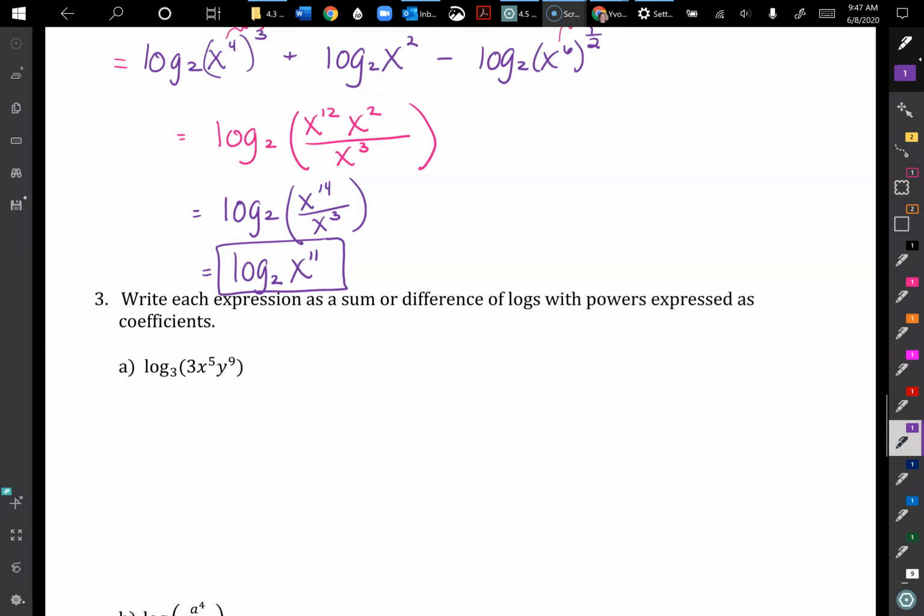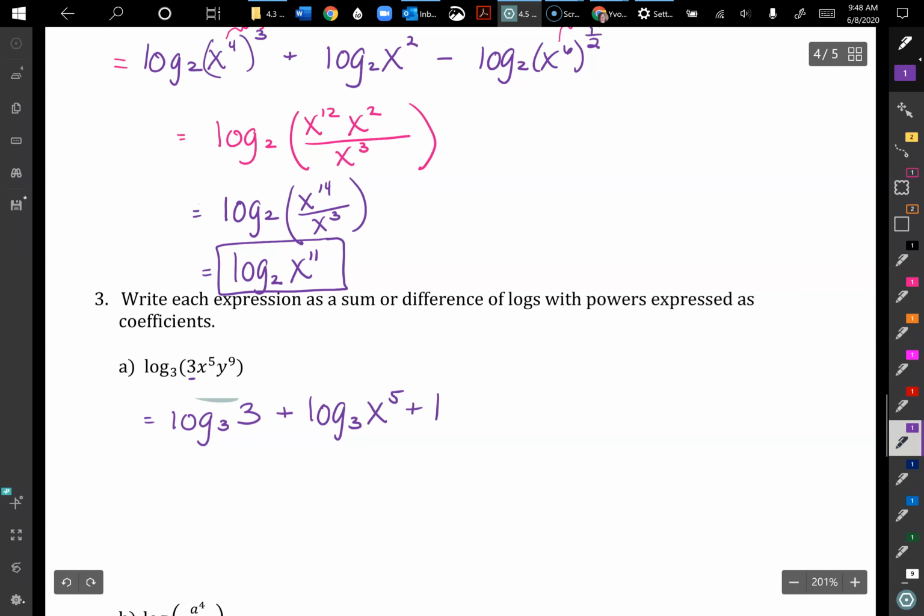Number 3, write each expression as a sum or difference of logs with powers expressed as coefficients. We can call this like stretching out or expanding. So now we're just going the other direction. We're taking the result that's in the parentheses there, and we're just spreading it all out. So we're going to start with log base 3 of the first factor. So log base 3 of 3. Then I'm going to add, these are all adding, log base 3 of x to the 5th plus log base 3 of y to the 9th.